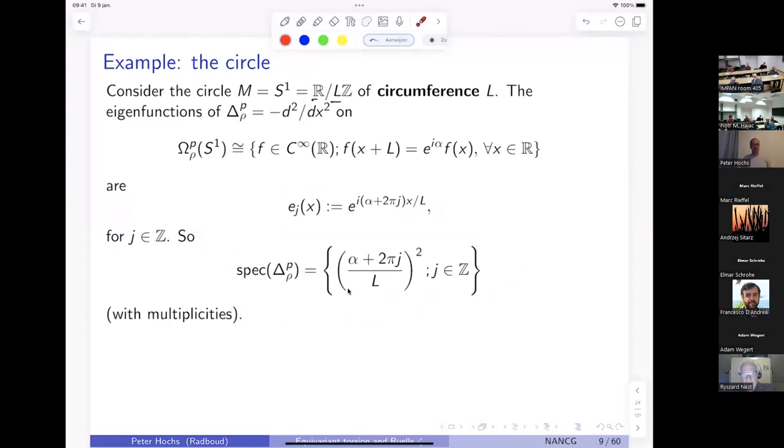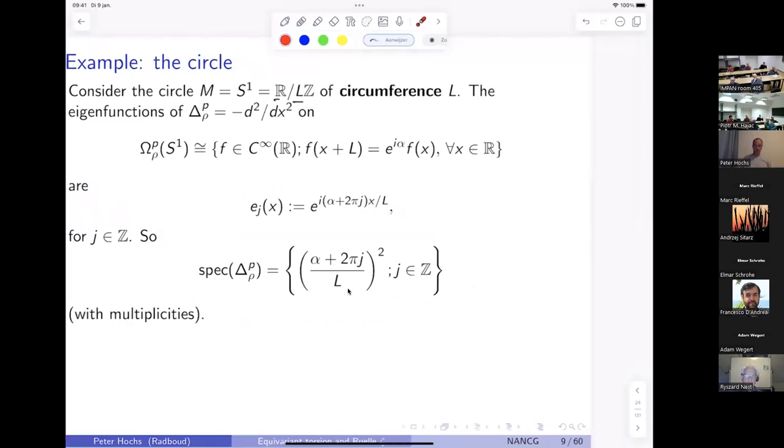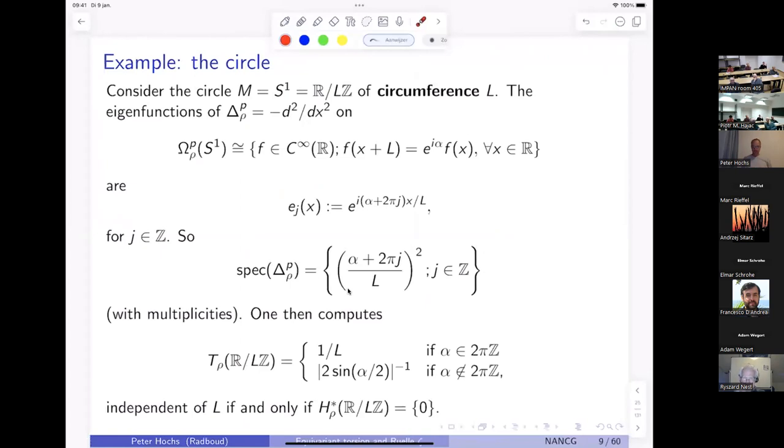So we can compute the zeta function, we can take its derivative at zero, and we can write down the formula for analytic torsion really explicitly. The outcome is this. If rho is a trivial representation, so if alpha is in 2 pi Z, then the torsion is 1 over L, depending on L. If alpha is not in 2 pi Z, which is what we saw, then cohomology vanishes, and we get this number which is independent of L. So in this example, we really see that analytic torsion depends on the Riemannian metric, or on the size of the circle, in case cohomology is not 0. But if cohomology is 0, then we get a number which is independent of the size. This illustrates that property.